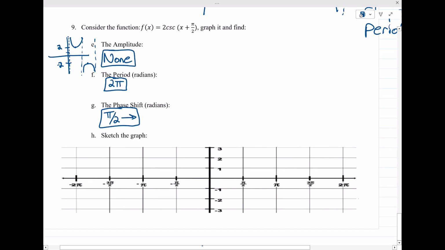And now we have to figure out what the graph's supposed to look like. Well, we always start with the phase shift. And then there's going to be 4 additional points to get a full cycle. It is, yeah. Pi over 2 to the left. Thank you. Plus goes to the left, minus goes to the right.